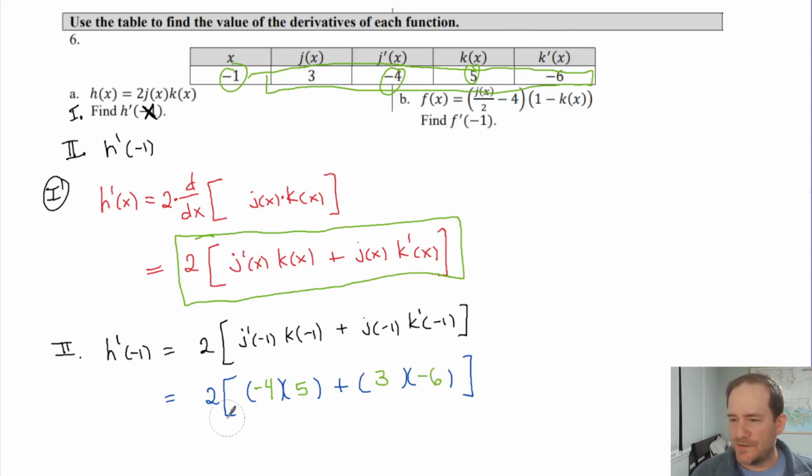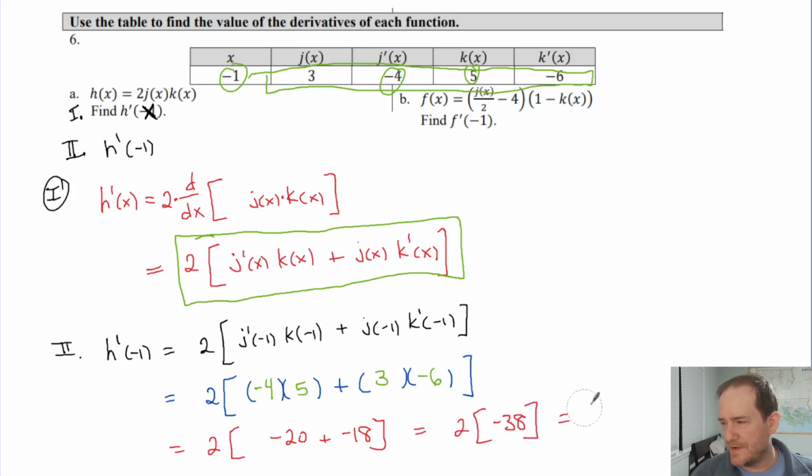And now just follow order of operations. Keep that 2 on the outside. Multiply first, so -20, plus multiply these, so -18. That's giving a 2 times a -38, giving us a final answer of -76. And that's it. That's how we're doing that.